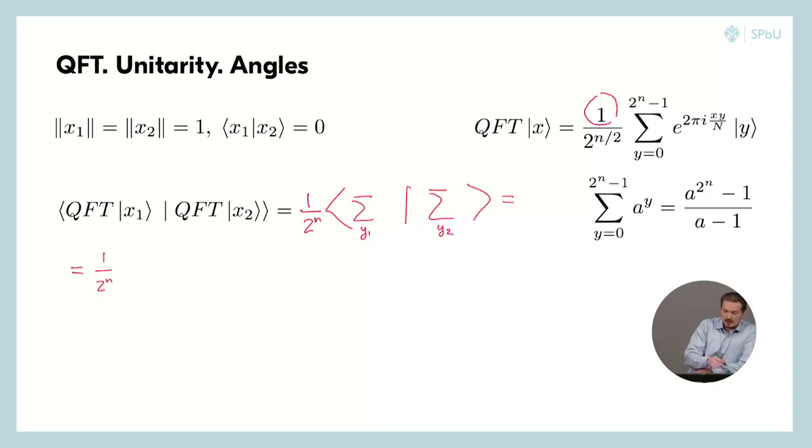so we recognize that by writing one sum over the same y, e to the power minus 2πi x1 y divided by N, e to the power 2πi x2 y divided by N, and the product of |y> with |y>, which is 1. So finally we have this sum.